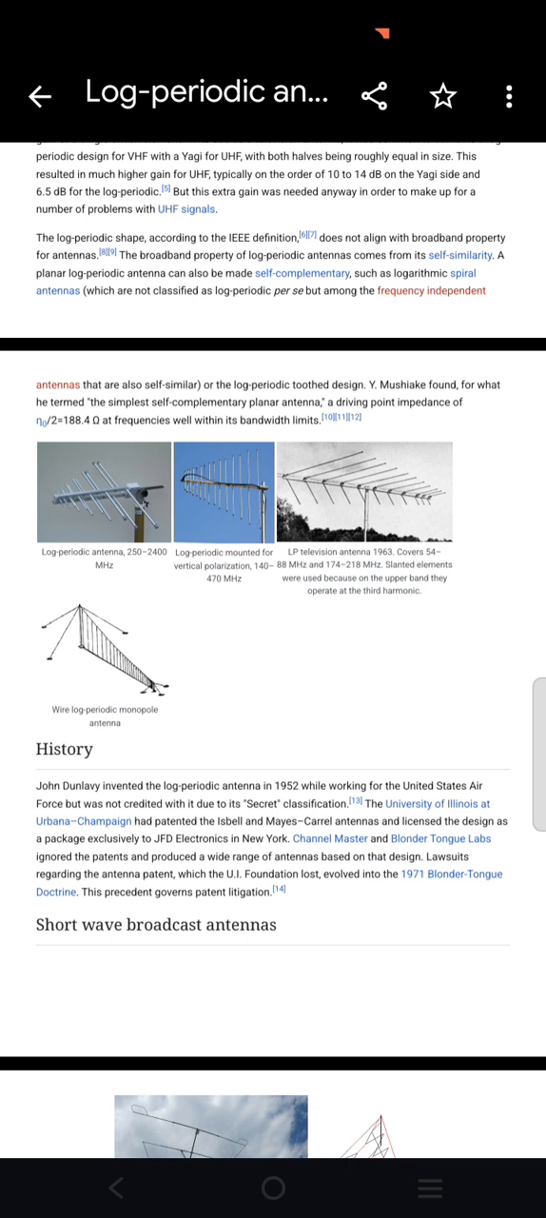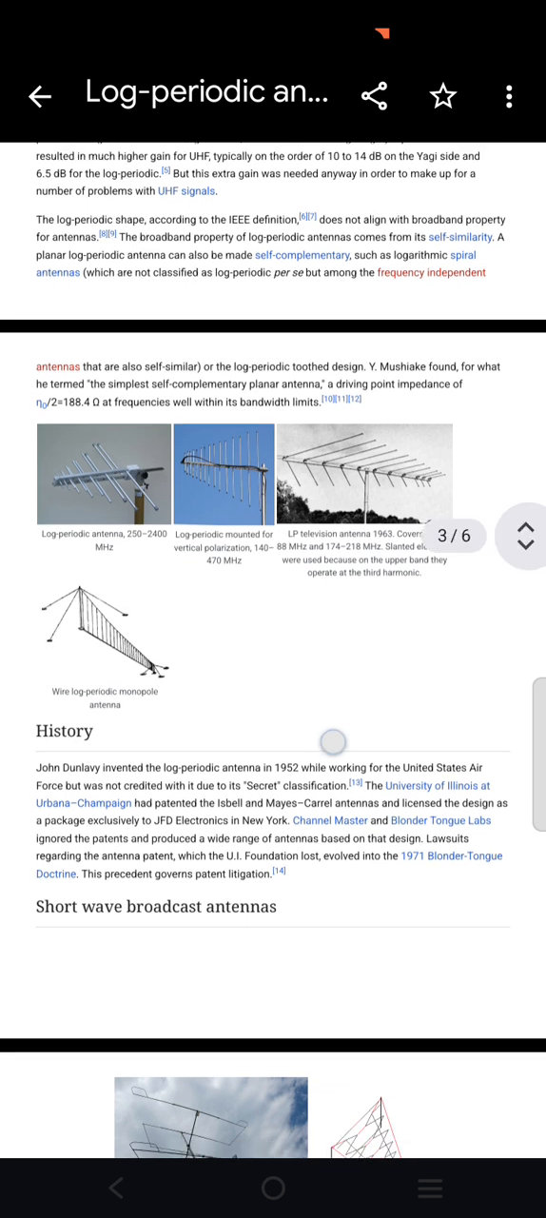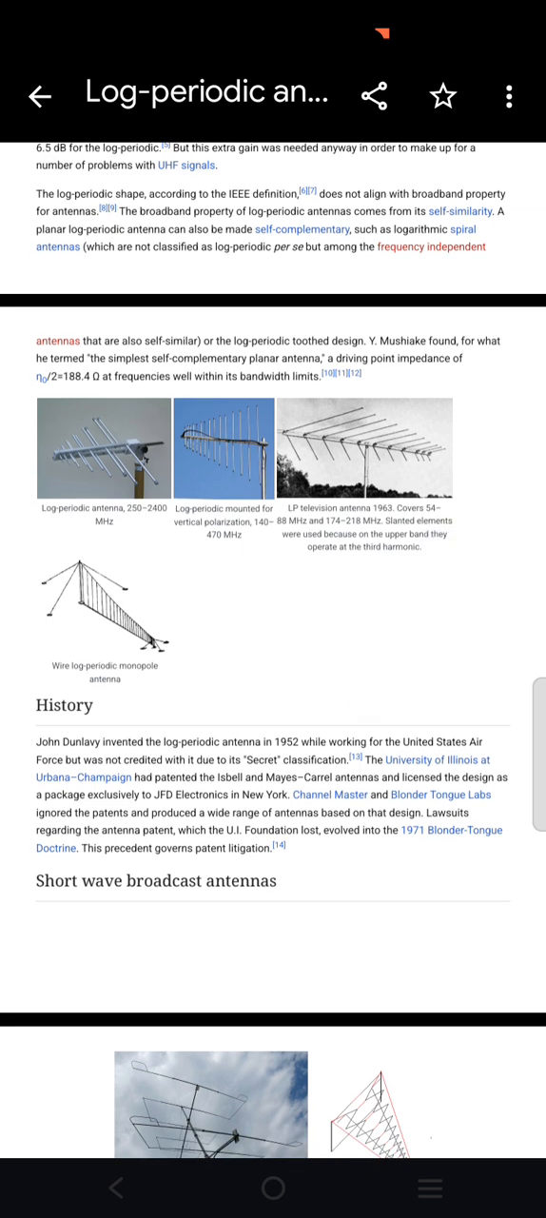Wojciech found for what he termed the simplest self-complementary planar antenna a driving point impedance of eta naught divided by 2, which is equal to 188.4 ohm at frequencies well within its bandwidth limit.